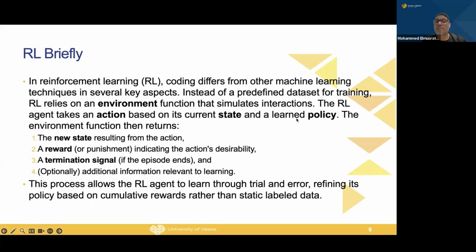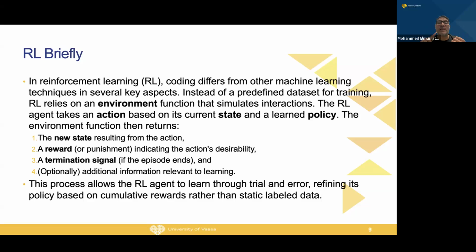Remember that in this function, which represents the environment, you give the current state and also the action. In each state, we may have different kinds of actions depending on the current state that you are in, as we will see in some examples. This is your input to the environment. And what is the return from the environment? The return from the environment is the new state.